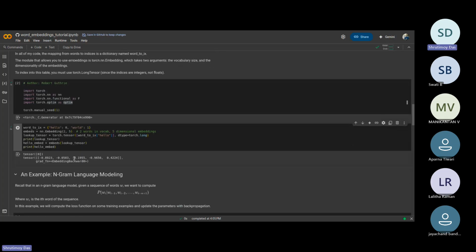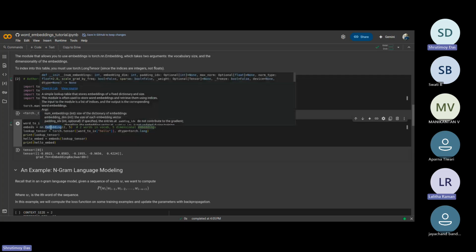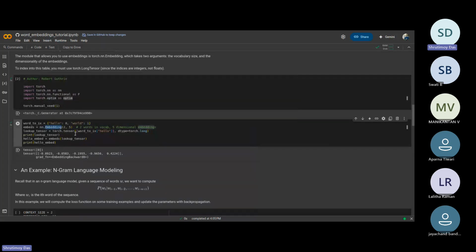So I think this is a simple example. If you are creating a neural network for some text-based task, you will be using this nn.Embedding here. And if you want some other embedding technique, let us say GloVe, you can download the GloVe embeddings and then use those to embed your words.